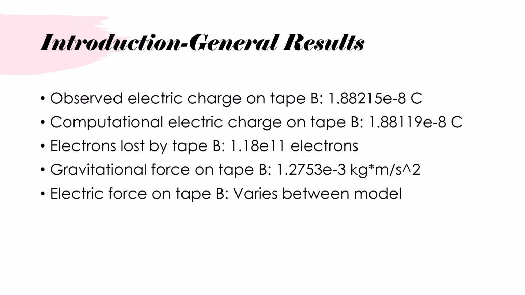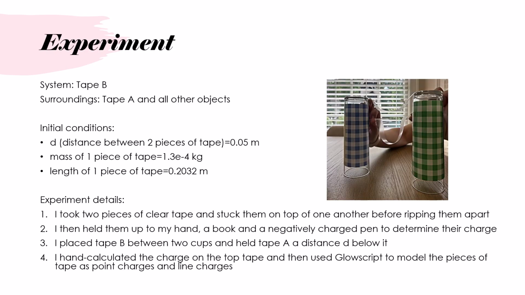Some general results of the experiment: the electric charge was very similar between the observed model and the computational model. The electrons lost by tape B, 1.18 e to the 11 electrons. The gravitational force on tape B, 1.2753 e to the negative 3 kilograms times meters per second squared. And then the electric force on tape B varies between the models, and we'll talk about that.